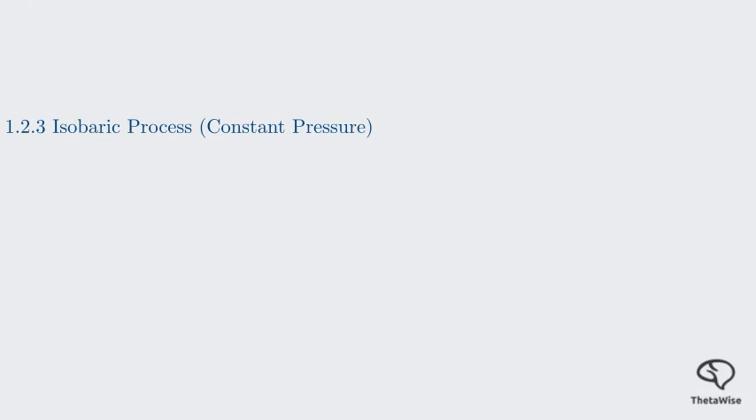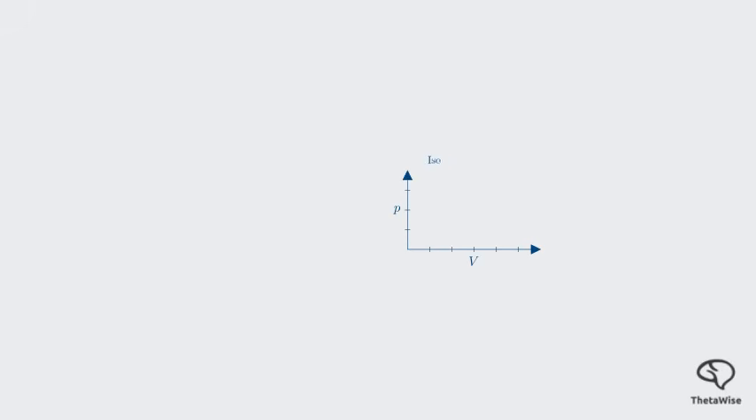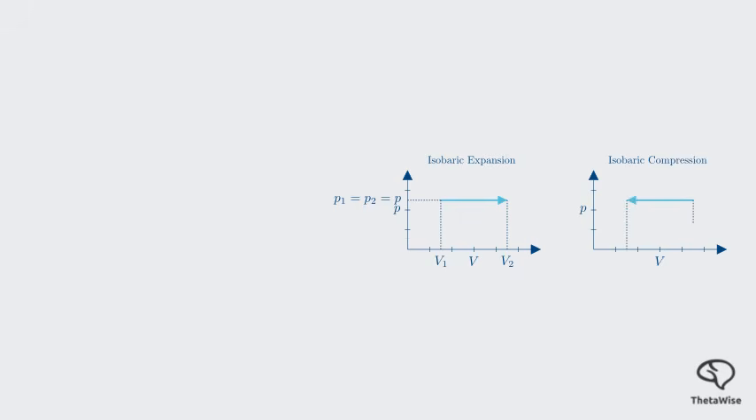Our first process is the isobaric process, which means constant pressure. The prefix iso comes from the Greek word for equal or the same. In an isobaric process, a gas is heated or cooled, and its temperature and volume are allowed to change, but the pressure is held constant throughout the entire process. On a PV diagram, this is represented by a horizontal straight line. For an isobaric expansion, the process moves to the right as volume increases and temperature also increases. For an isobaric compression, the process moves to the left as volume decreases, and temperature also decreases.